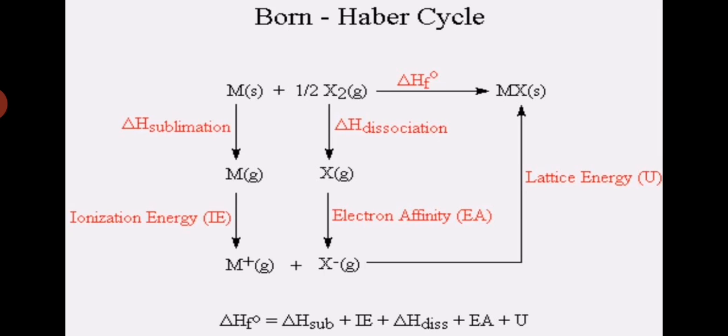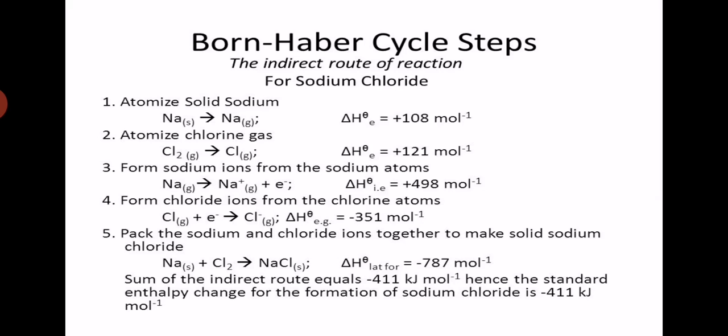So see here, delta H f naught is equal to delta H sublimation plus ionization energy plus dissociation energy plus electron affinity plus lattice energy. This is the general method we use to calculate the Born-Haber cycle, but particularly we are going to use sodium chloride as a perfect molecule to calculate the Born-Haber cycle.